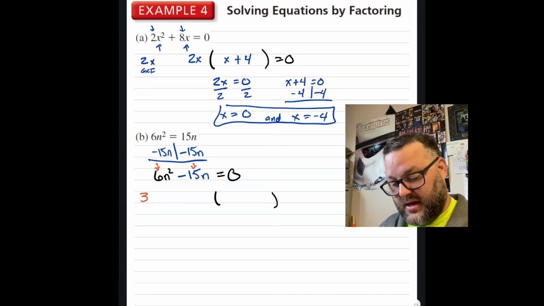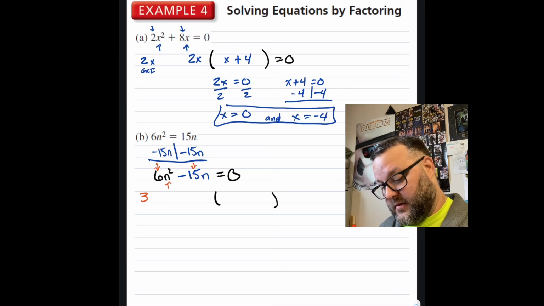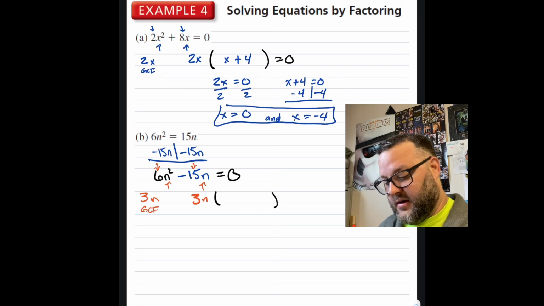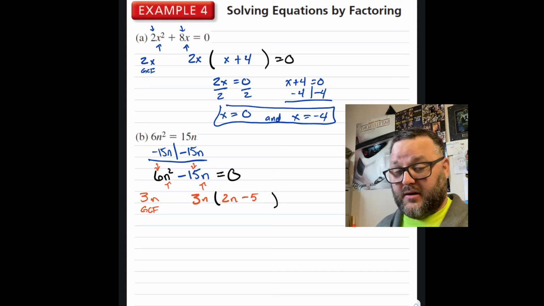And n squared and n share a common factor of n. I was thinking of how to write that. So what that means is I'm going to put this greatest common factor outside and divide each term inside. In other words, I'm going to take this 6 divided by 3 and get 2. I'm going to take n squared divided by n and get n. Then I'm going to be taking negative 15 divided by 3 and get a -5. I'm taking n divided by n, and they cancel to 1.